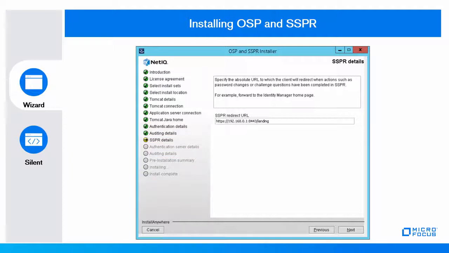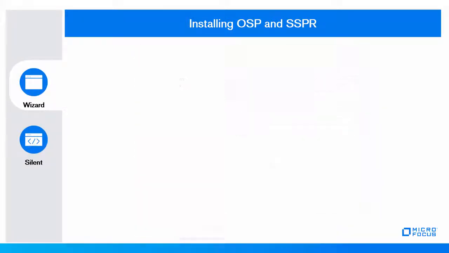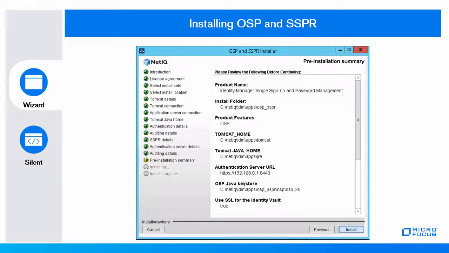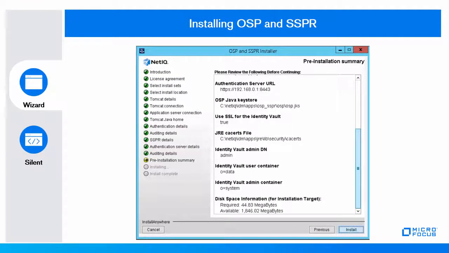In the SSPR details page, ensure that the SSPR redirect URL is correct. Fill in the details for the other pages until you see the pre-installation summary page. In the pre-installation summary page, review your settings. If the settings are correct, click Install.